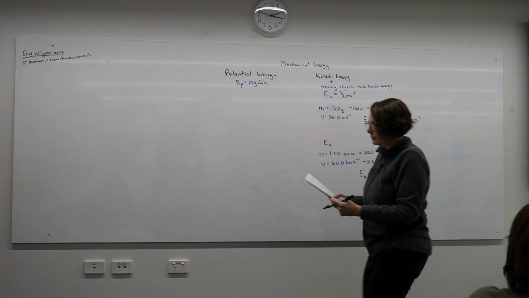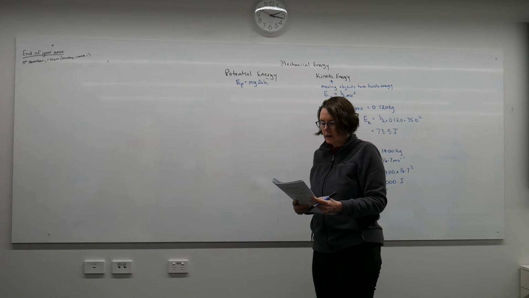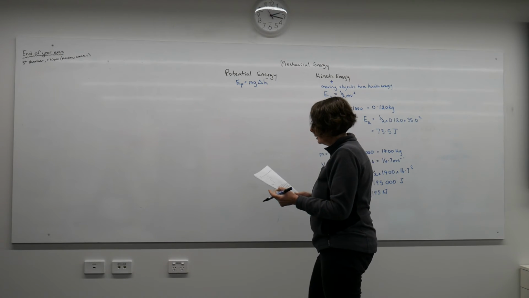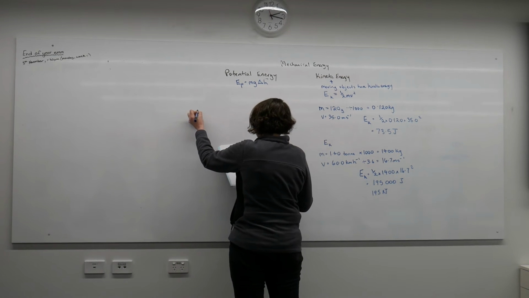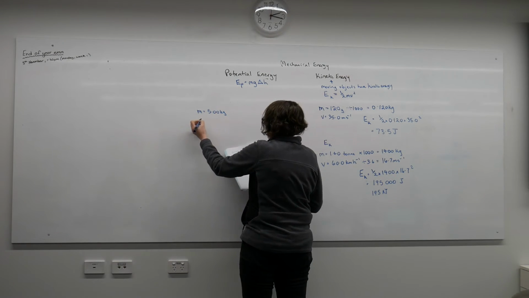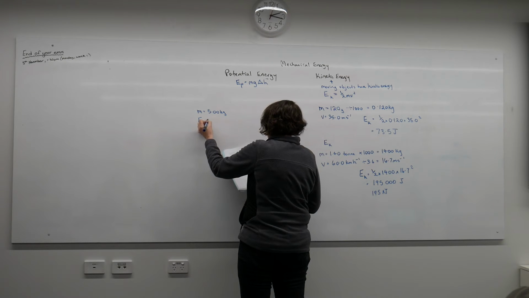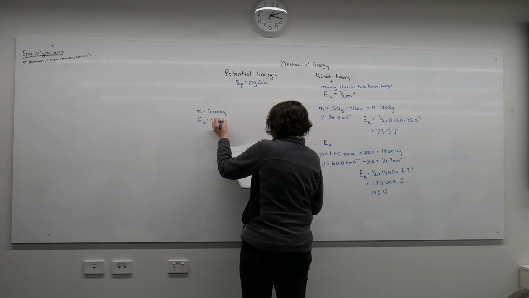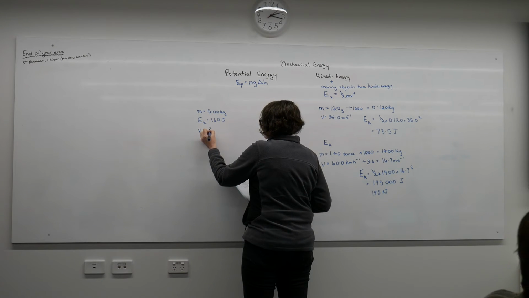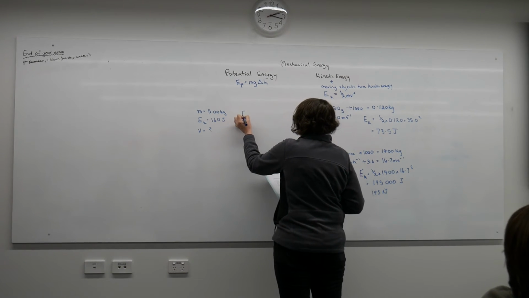Now, worked example 3 is on page 20. Now we have the velocity of a shot put. It has a mass of 5 kilos. And it has a kinetic energy of 160 joules. And we want to find the velocity.